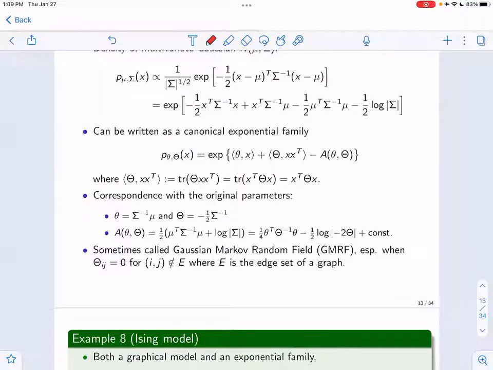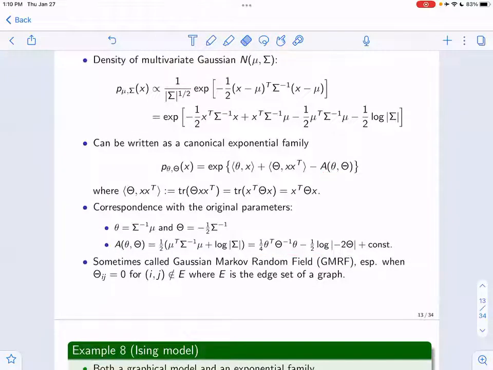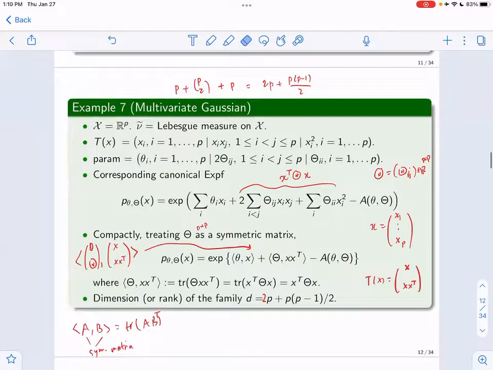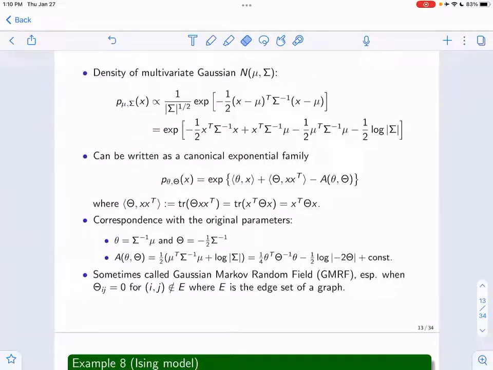And from that, you can actually read what this log partition function is. You read it from here, and then you translate it to theta and capital theta. So in terms of theta and capital theta, it would be like this, plus possibly some constant. Okay, so the canonical exponential family corresponding to these linear and quadratic functions of the coordinates is the multivariate Gaussian.